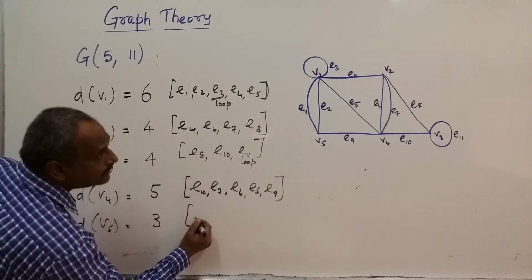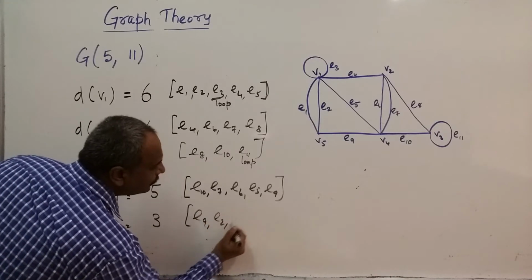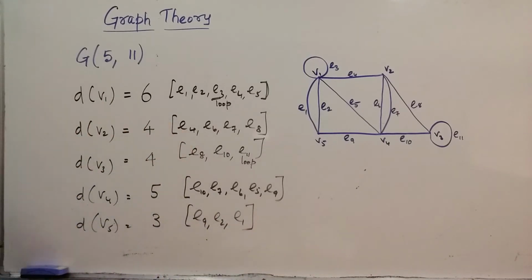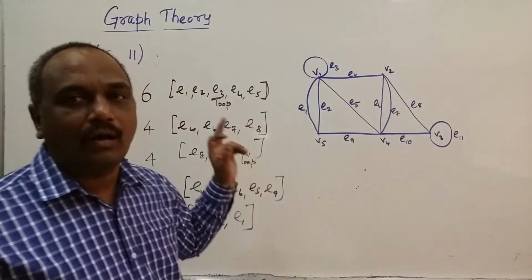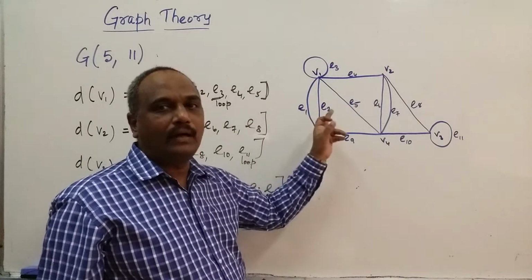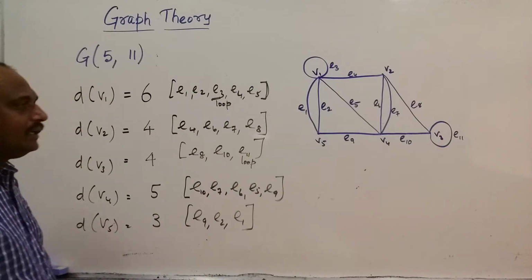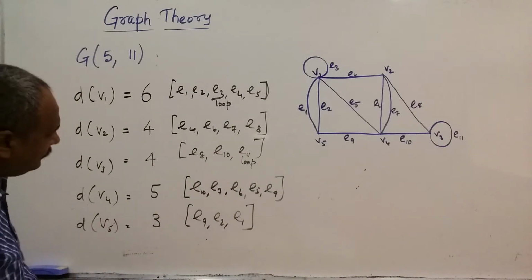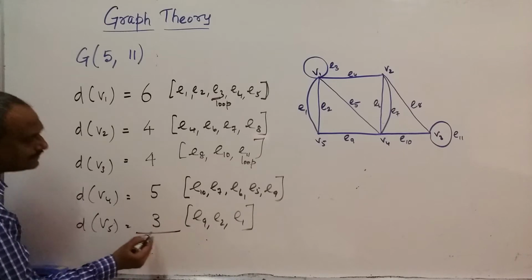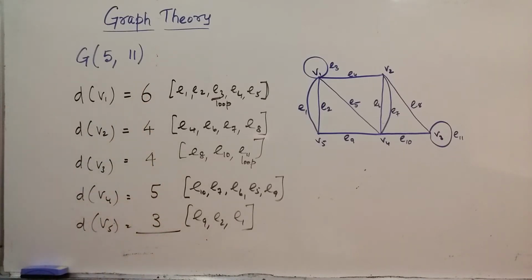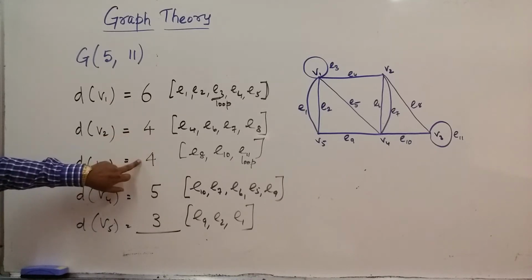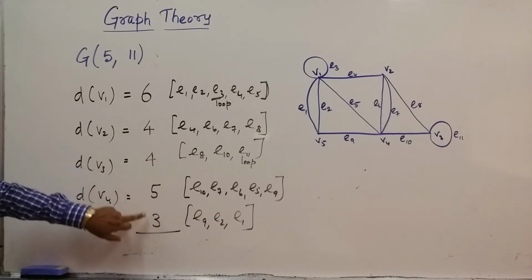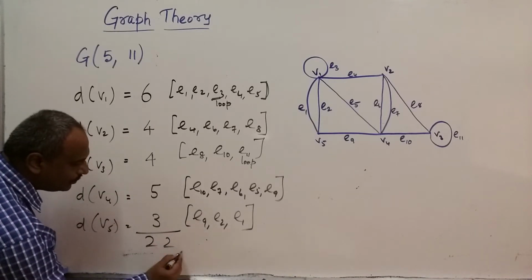What are them? This is E9, E2, E1. So to find the degree of a vertex, I am going to check how many lines or edges are passing through the vertex. Here we can check. I am going to find the sum, the total. How much is this? 6 plus 4, 10. Plus 4, 14. Plus 8, 22.